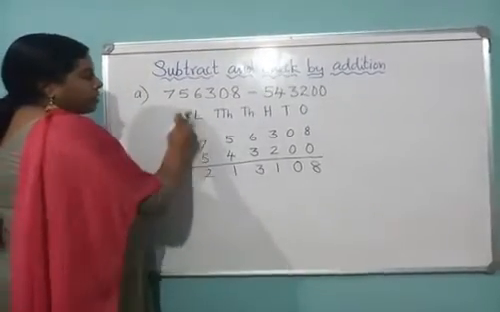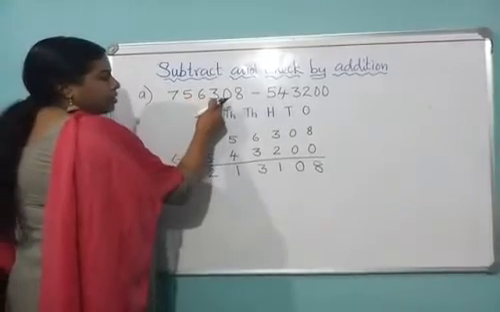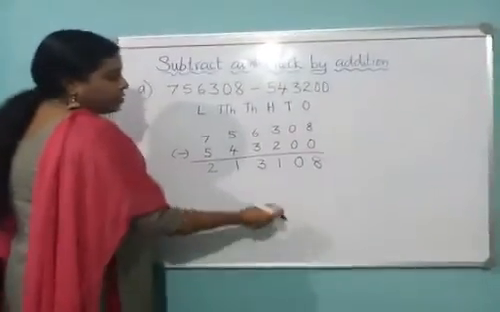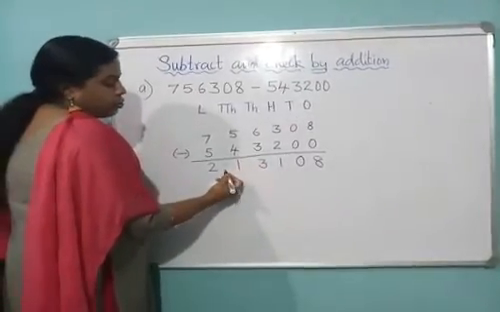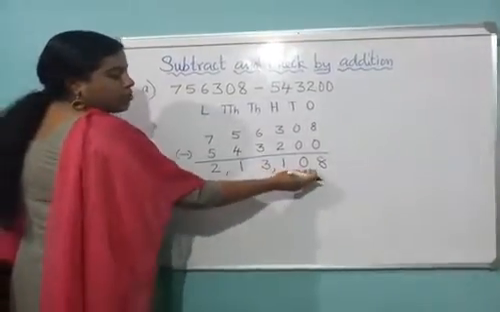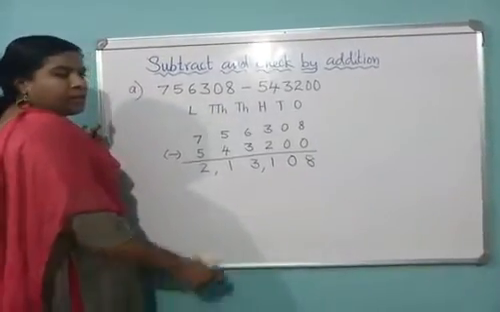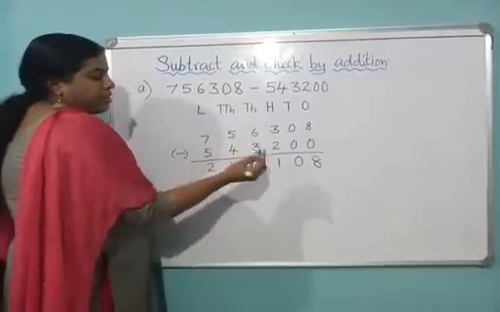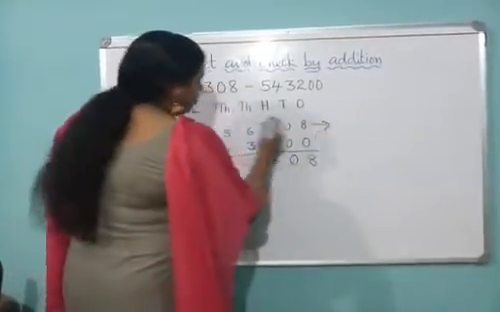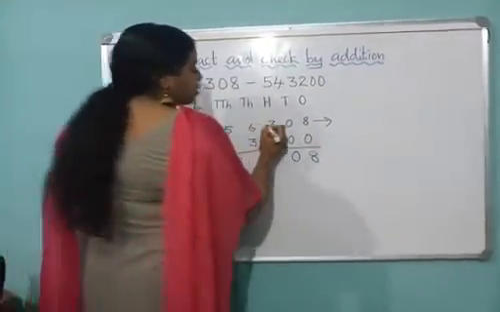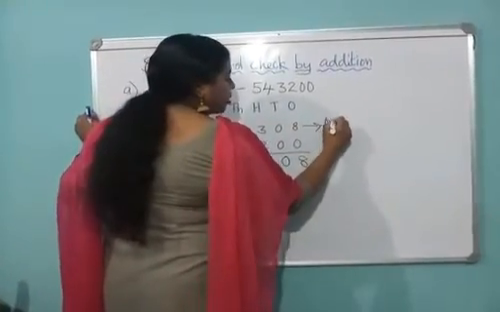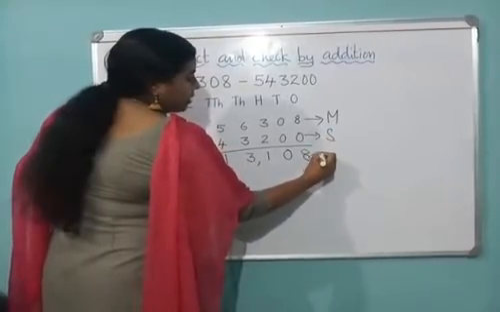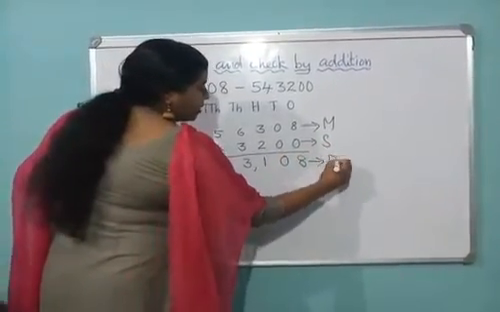So when we subtract 7,56,308 minus 5,43,200, we will get the difference 2,13,108. We can check our answers with addition. Here, this first number, 7,56,308, is called the minuend, this is the subtrahend, and the answer of subtraction we call the difference.